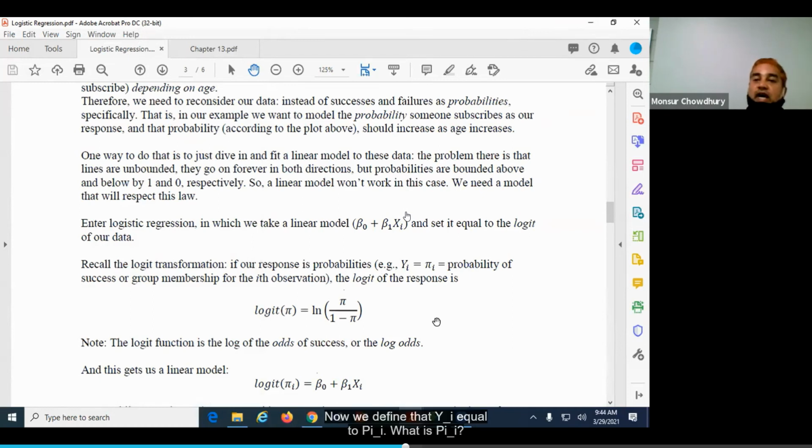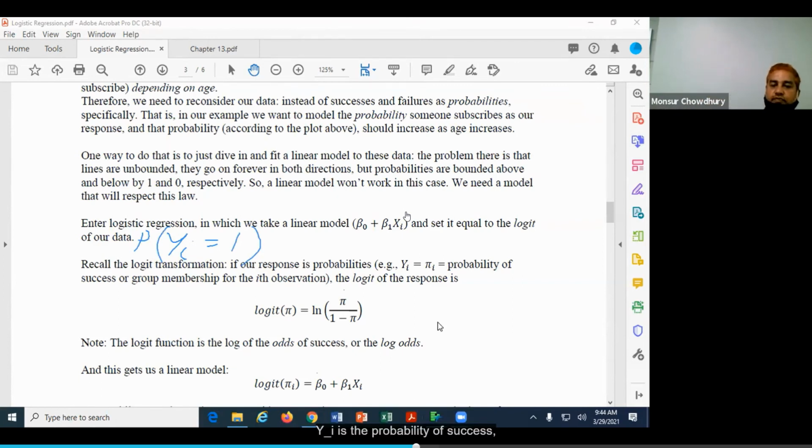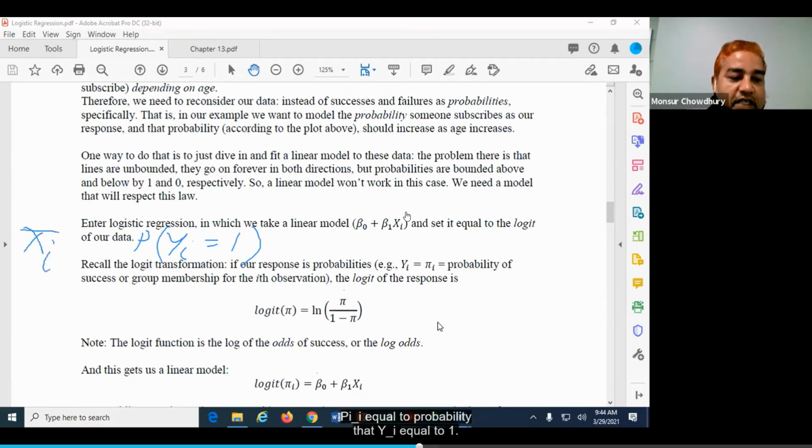Now we define yi equal to pi. So what is pi? It is the probability of success. So we can say it is the probability that a person will subscribe to a newspaper. In our case, we are considering yi equal to 1, and we'd like to know the probability that the person will subscribe to a newspaper. So yi equal to 1 is success, and we call this pi. So pi equals the probability that yi equals 1.